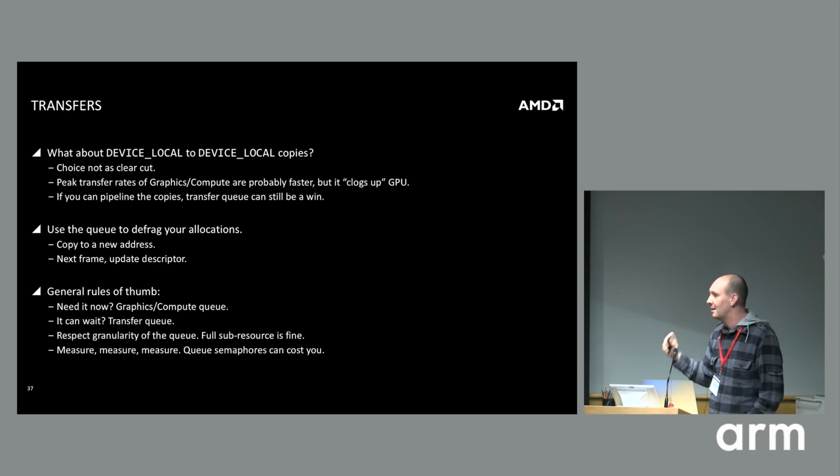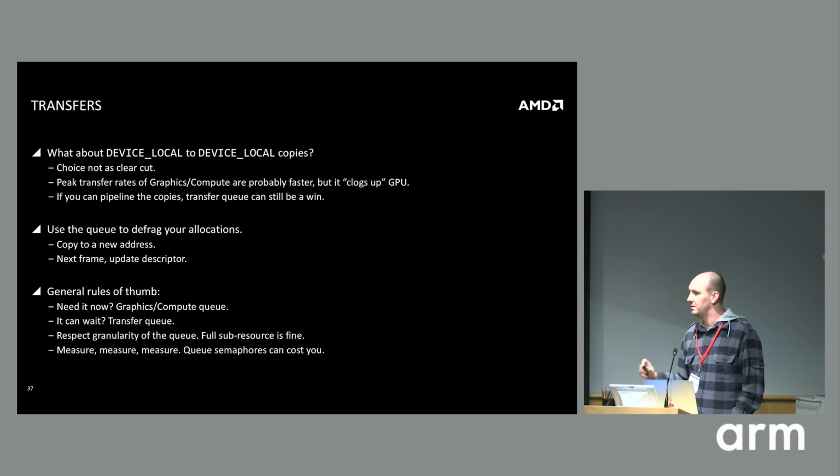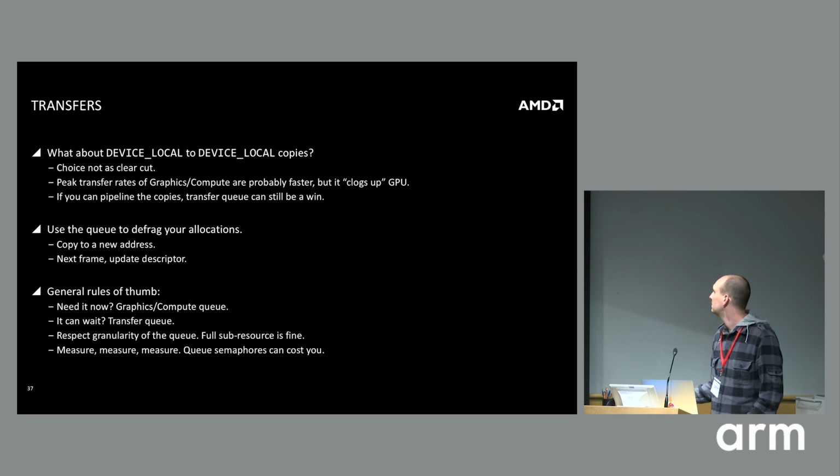Measure, measure, measure. You need to make sure that you're making the right choice. So there are costs to using the transfer queue. You've got the semaphores, you've got the synchronization on top. So do measure and make sure you're making the right choice for your specific case.